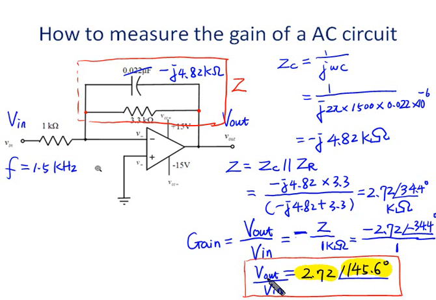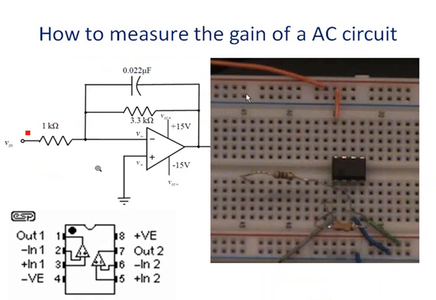Now we can try to measure the gain of the circuit by measuring the ratio of the voltages, and also the output voltage phase angle with respect to the input voltage. So let's look at this circuit. The input signal should be sent to the 1 kilo resistor. There's only one op-amp in the circuit, so we can use the first op-amp in the TL072 chip. So we use pins 1, 2, 3.